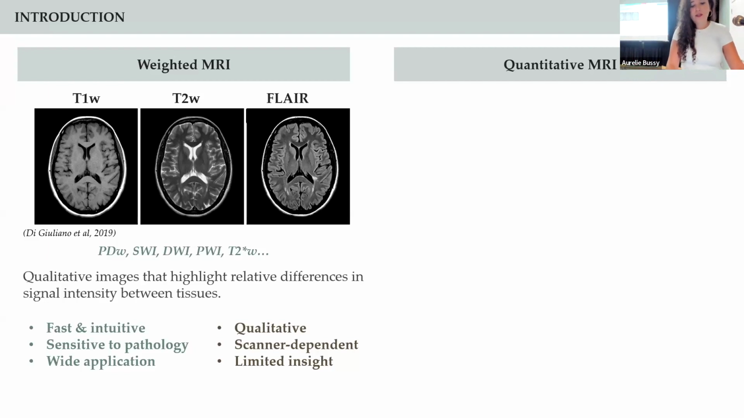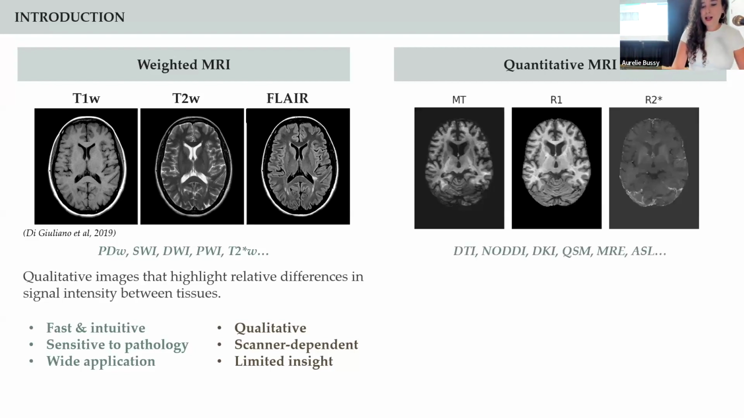And finally, something that is important to keep in mind is that these weighted scans can give only limited insights about what is going on in the microstructure of the tissue. So of course, they can be very good at detecting that there is a lesion somewhere, but we don't really have information about what is going on in this lesion. Is it inflammation? Is it edema? Is it demyelination or neurodegeneration? We don't really know, okay? And so that is why quantitative MRI comes into play.